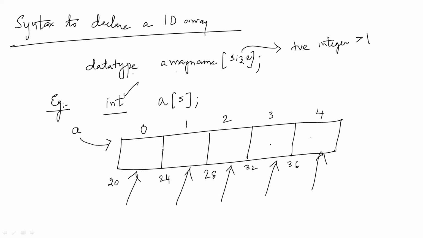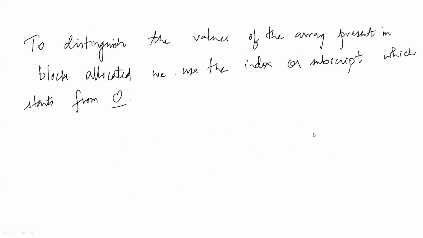But that is not the real answer, sir. The answer is the language has been designed in such a way. The language designer, Dennis Ritchie, has said that the index of an array element starts from 0. The second element index is 1, third element index is 2, fourth element index is 3, fifth element index is 4, right? So remember that, sir. That is a design issue.